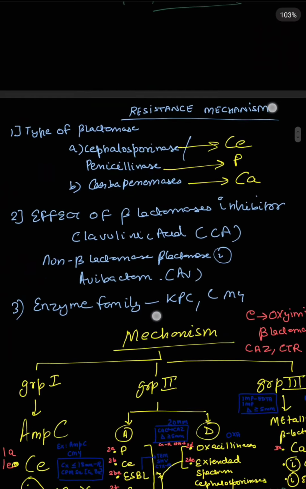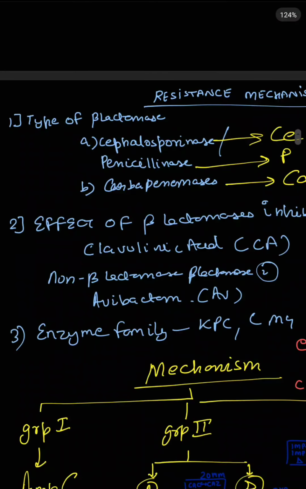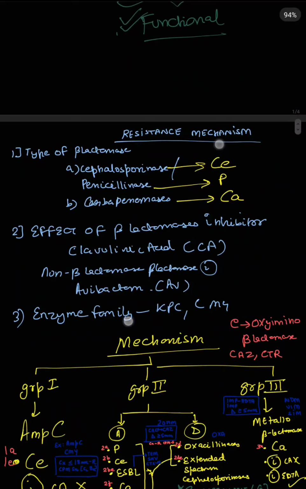Coming to the resistance mechanism. So how do these resistance mechanisms work? Whenever we are studying this classification, we should keep three things in mind: the type of beta lactamases, the effect of the beta lactamase inhibitor and the enzyme family. So first we have to see what is the type of beta lactamases. I will be using terms like cephalosporinases, penicillinases and carbapenemases. So there is a small acronym I have kept for them. This is not the real acronym, I have just made it to be concise. Cephalosporinases is CE, penicillinases is P, carbapenemases is CA.